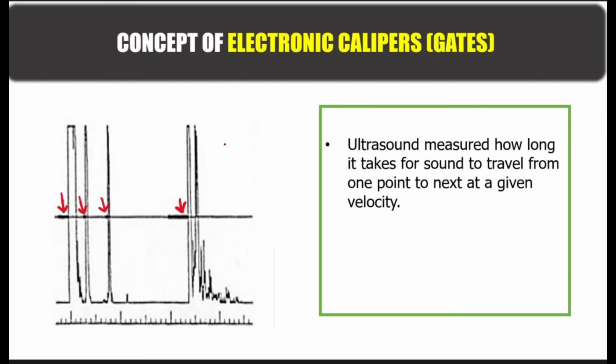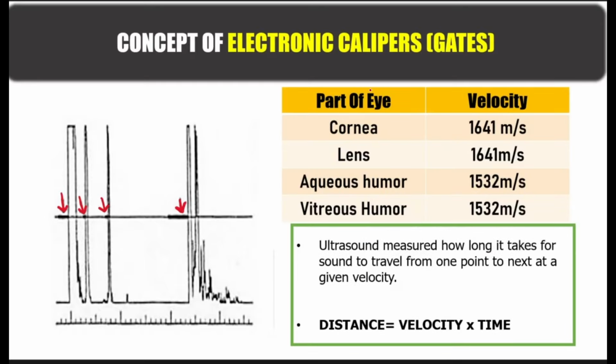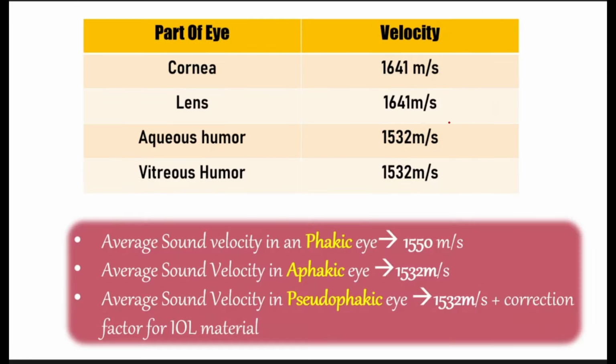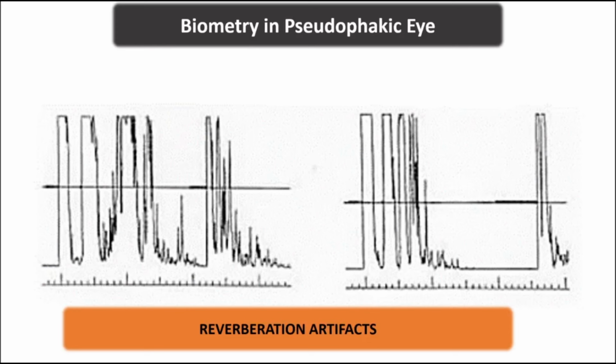So the ultrasound is actually going to place these gates automatically, and also it is at these gates that it is going to record the time taken for the sound to travel from one point to another, and then the machine is going to use this formula, distance equal to velocity into time, and it's going to calculate the various distances between these gates. And of course, we know how the velocity at various parts of the eye is, right? Similarly, you also know about the average sound velocities in the phakic eye, aphakic eye, and in the pseudophakic eye as well.